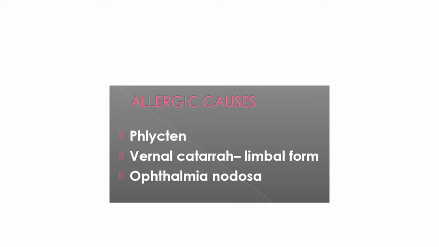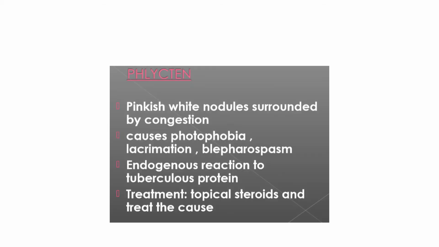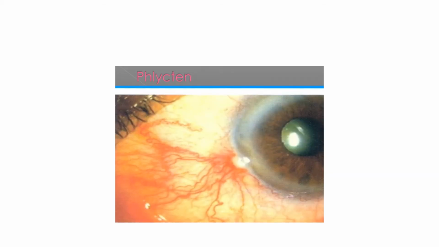Allergic causes which cause swelling at the limbus are phlycten, vernal catarrh limbal form, and the third one is ophthalmia nodosum. Phlycten. It is a pinkish white nodule surrounded by congestion. Causes photophobia, lacrimation, and blepharospasm. It happens due to endogenous reaction to tuberculous protein. Treatment is usually topical steroids and treatment of the underlying cause. This is a phlycten shown here surrounded by conjunctival congestion.